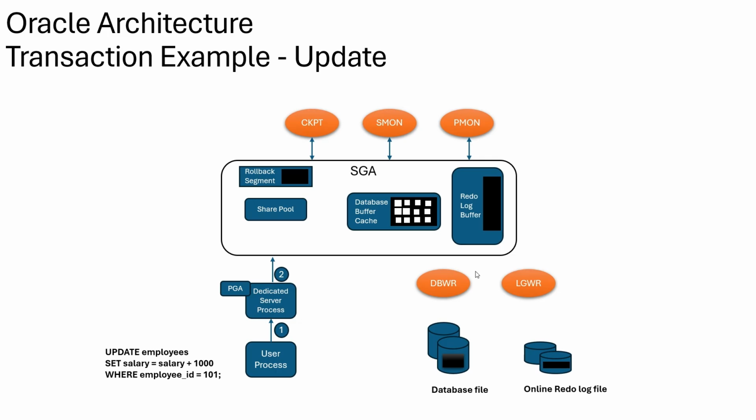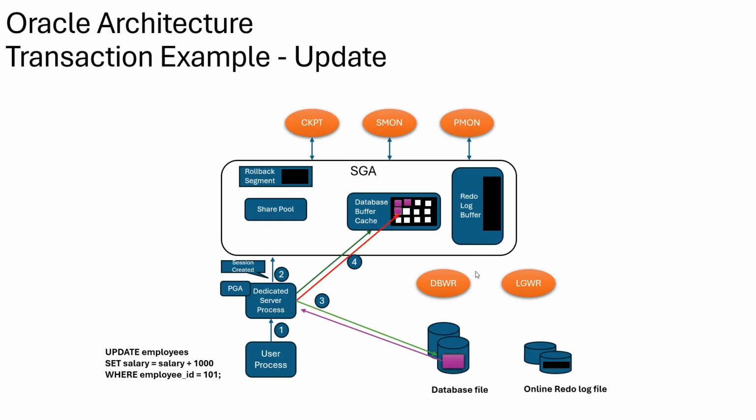Then it checks the database buffer cache. If the data is not available in the buffer cache, the server goes back to the data file, reads the information, and puts that information in the buffer cache. Then the server process will change the data blocks.